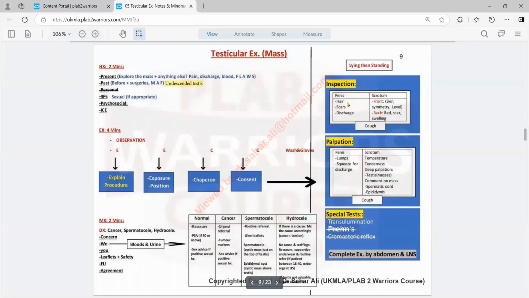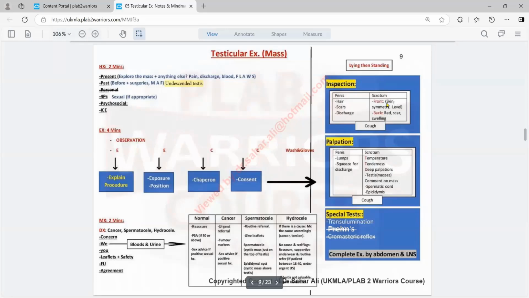You check the hair distribution, scars, and any discharge from the penis. And you ask the patient to squeeze his penis. Then you look at the scrotum from the front and from the back. From the front, you check the skin, the symmetry of the testicles, and the level. Usually the left one is lower than the right one. From the back, you check if there is any redness, scars, or swellings. These are the things that you are looking for.